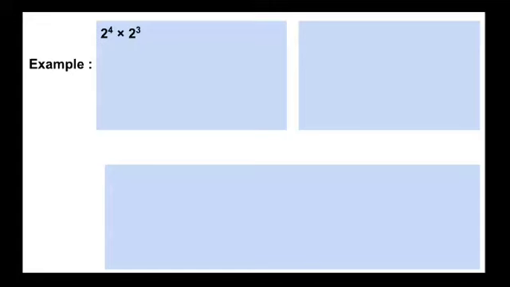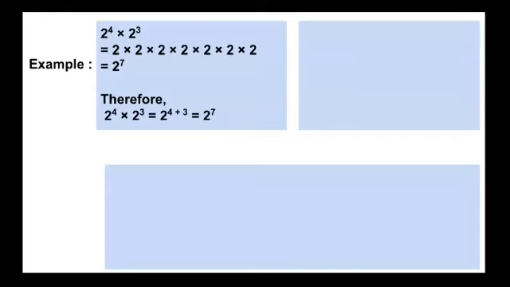Let's see. The expansion form of 2 raised to 4 and 2 raised to 3 is given. So how many times has 2 been written? 2 is written 7 times. So we can write 2 raised to 4 into 2 cubed, or 2 raised to 3, is equal to, as there is a multiplication operation, the base will be common. So 2 raised to 4 plus 3, 4 plus 3 you will get 7, that is equal to 2 raised to 7.